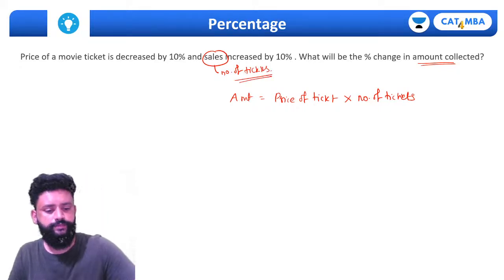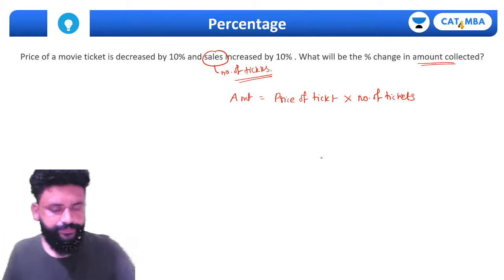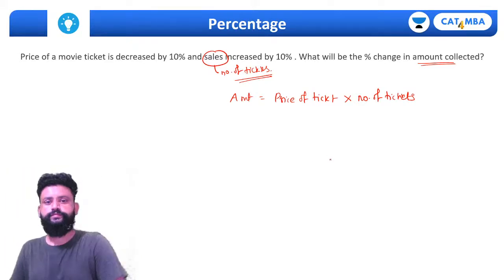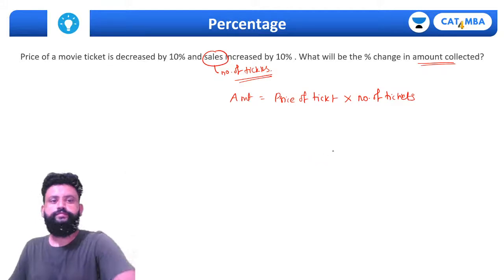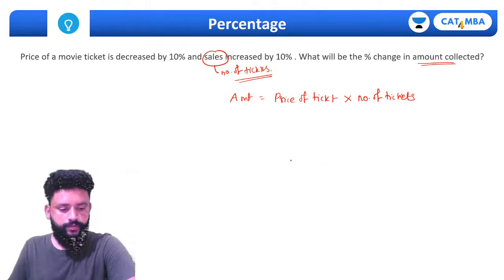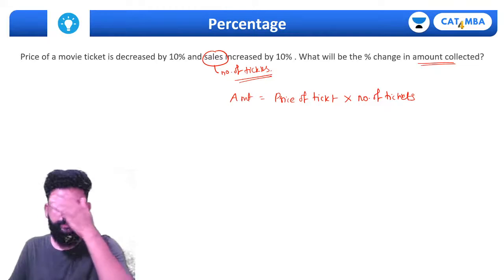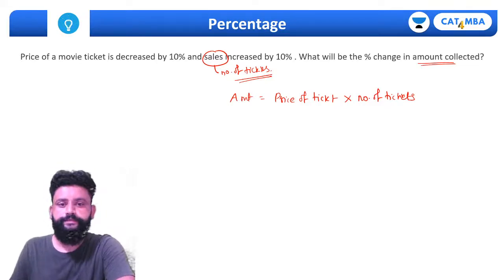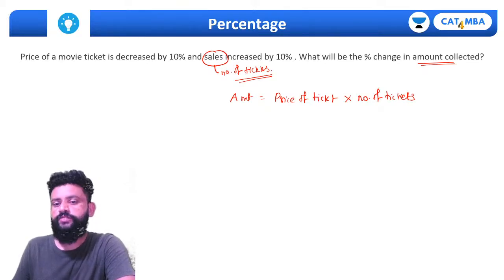Any answer to this question? Amount is equal to price of a ticket into number of tickets sold.